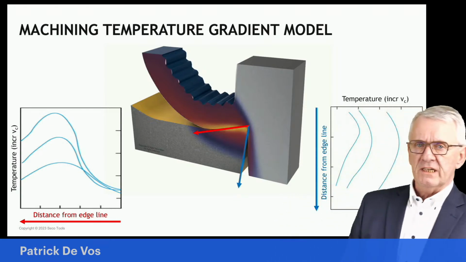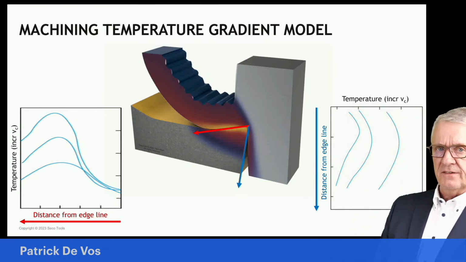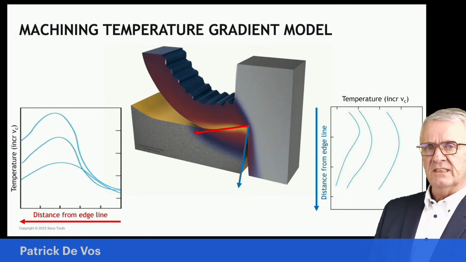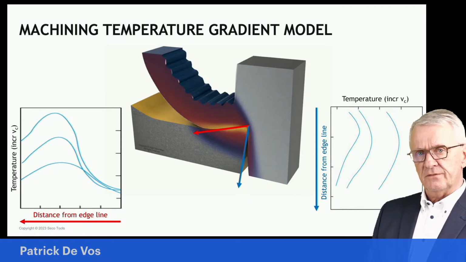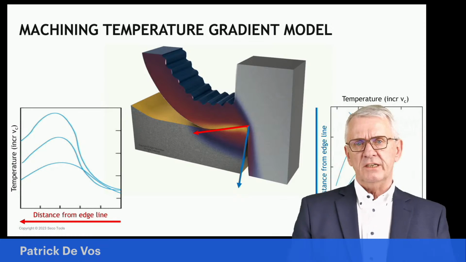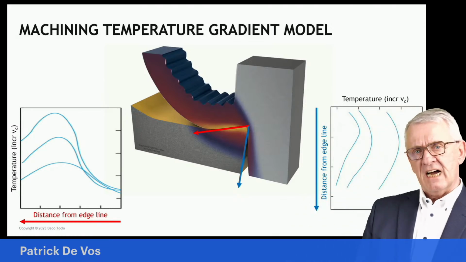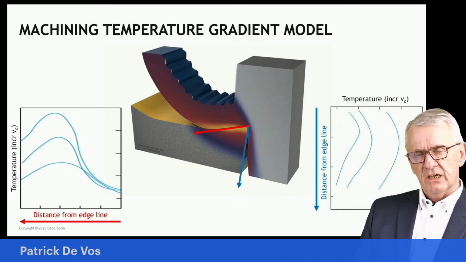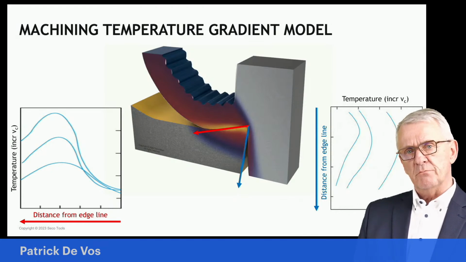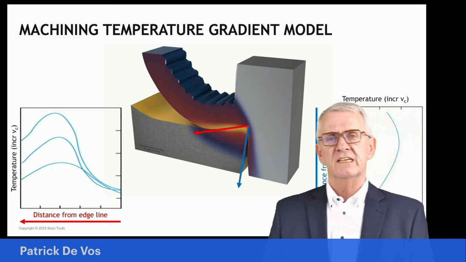The same phenomenon we see on the clearance face. As we move away from the cutting edge, here from top to bottom, where the top is the actual cutting edge, along the clearance face we see that there is a certain temperature on the cutting edge. As we move downwards on the clearance face, the temperature goes up, and then somewhere it reaches a maximum, and from there on it goes down again.